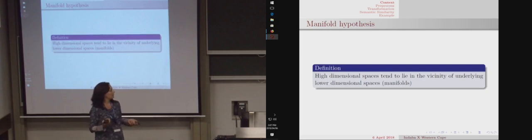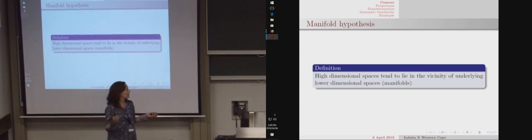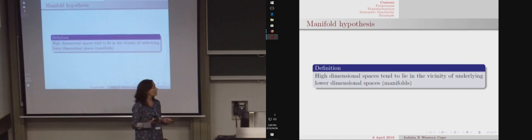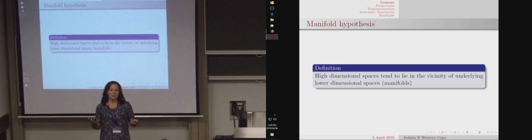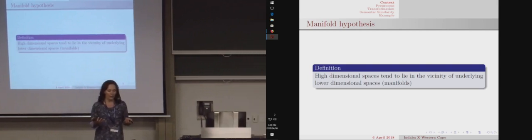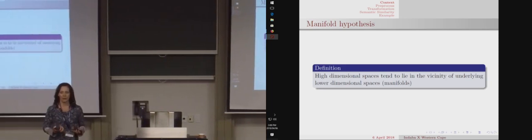It means that high-dimensional spaces, such as speech or text, tend to lie in the vicinity of underlying low-dimensional spaces, which we call manifolds. And that is basically also why we have deep learning. Because if you think of all the layers that we get in deep learning, those are the manifolds that we learn in the data. It's the underlying patterns. And if we believe this hypothesis, then we know that somewhere we must get something that is a lower dimension that we can actually work with.